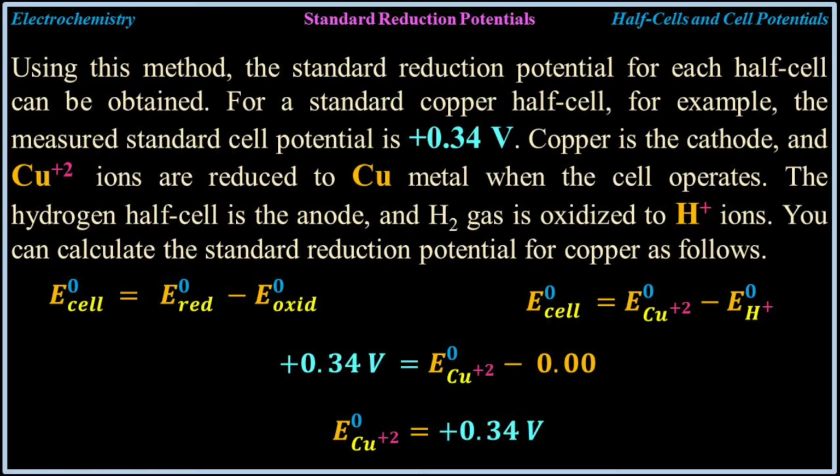You can calculate the standard reduction potential for copper as follows. So you have 0.34 volts equals E naught copper 2 minus 0. Therefore, E naught copper 2 will equal positive 0.34 volts. Now, next up is going to be a table where it gives a lot of the half cell potentials.